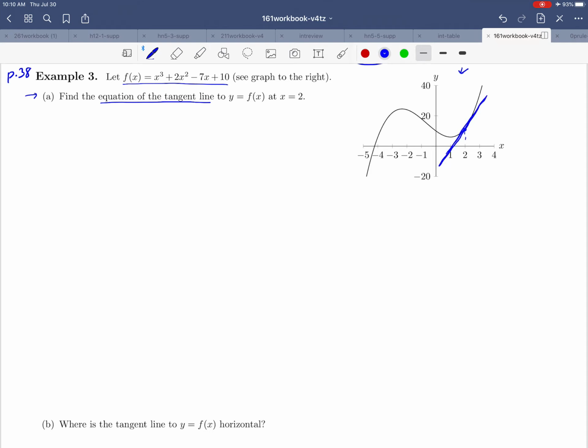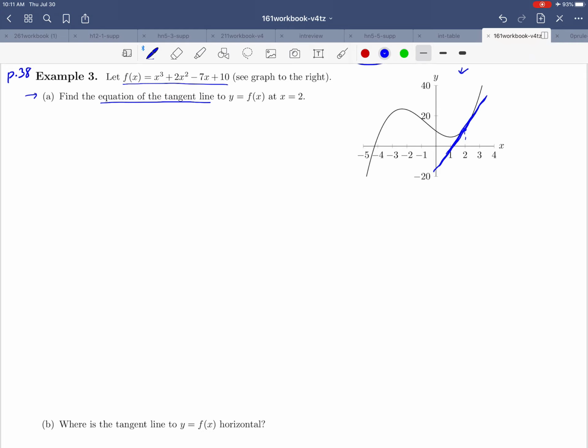Okay, well, let me start by asking you a question. Think back to algebra for a minute. What pieces of information do you need to find the equation of any line? Well, one really important piece of information would be the slope. We need to know the slope of that line to find its equation. And another piece of information we could use is a point on the line. If we can figure out a slope and a point, we've got enough information to write the equation of the line. Okay, so that's what we need to do.